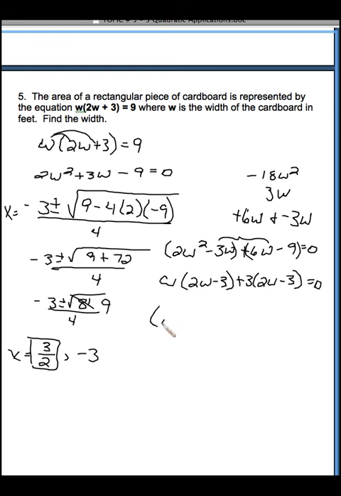And so our two factors are w plus 3 and 2w minus 3. And that equals 0. So the value for w when we solve these is negative 3. On this one, it's going to be positive 3/2. And again, same answers either way. And the positive 3/2 is the one we're going to choose because you can't measure a negative. Okay? And that's all there is for examples on 5.5.